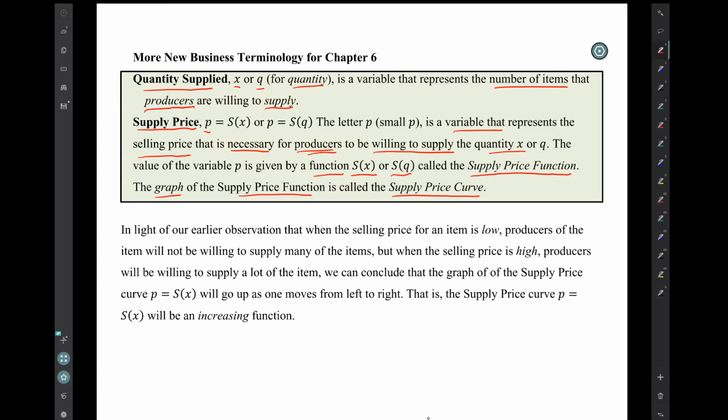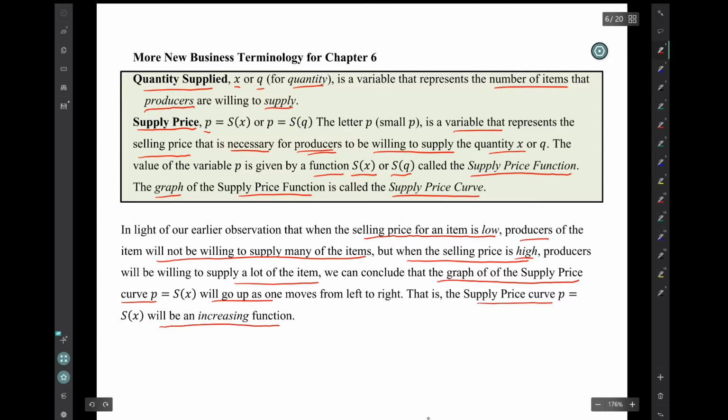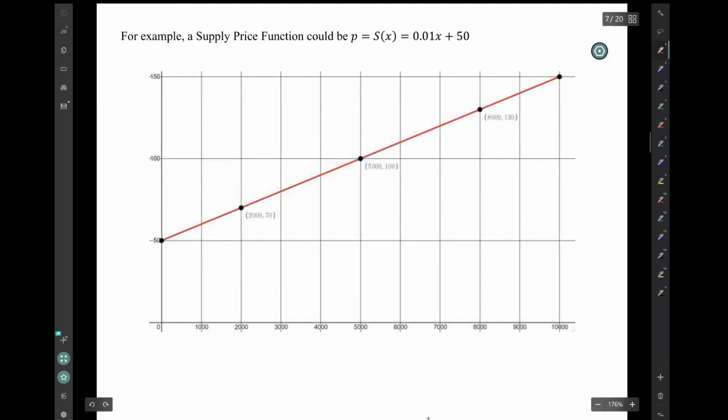In light of our earlier observation about the fact that when the selling price for an item is low, producers will not be willing to supply many of the items, but when the selling price is high, producers will be willing to supply a lot of the item, we can conclude that the graph of the supply price curve will go up as you move from left to right. That is, the supply price curve will be an increasing function. So for example, a supply price function could be this one, P equals 0.01x plus 50.